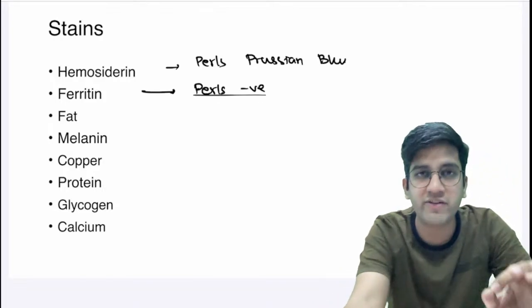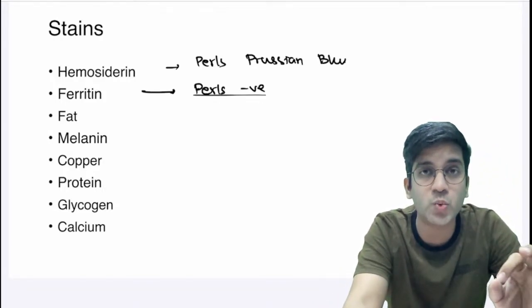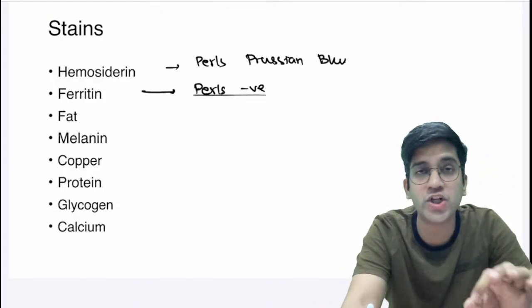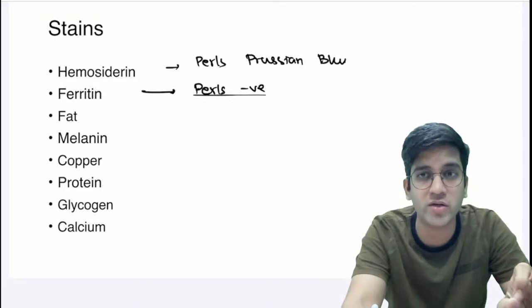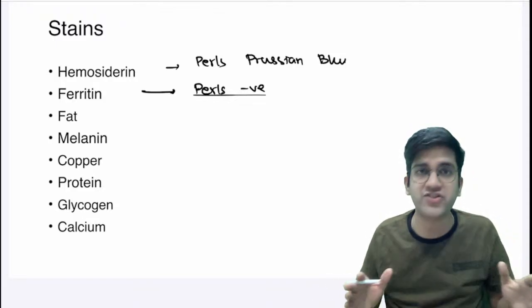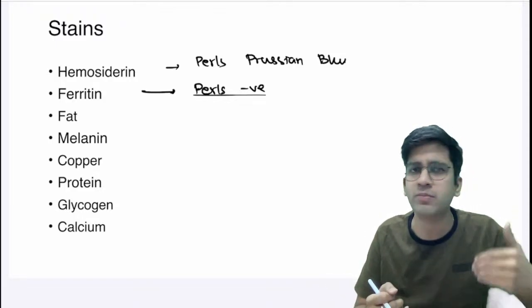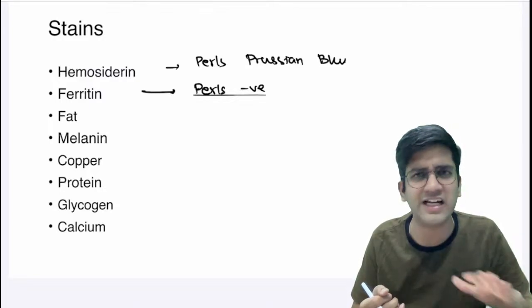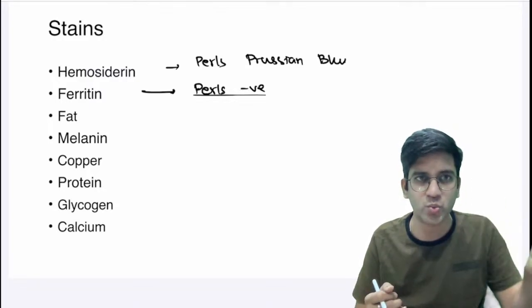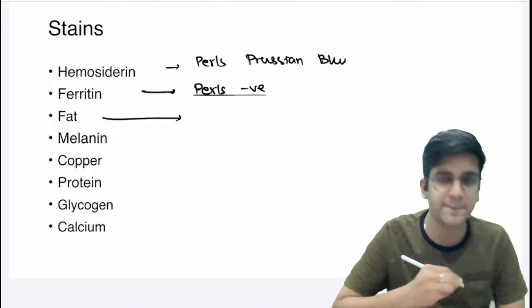Remember this. Perls stains only hemosiderin. It does not stain ferritin. Remember it. It's always negative. You don't need a stain for ferritin because ferritin is in the duodenum. No one is going to assay the duodenal ferritin at any point of time. Perls stains only hemosiderin. What's the stain for fat?